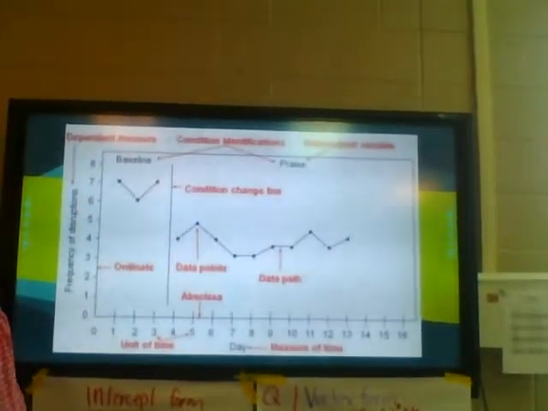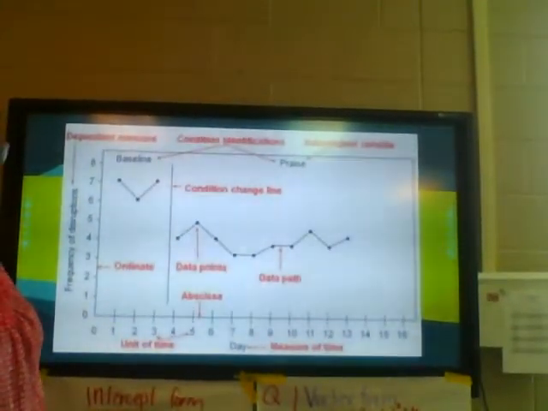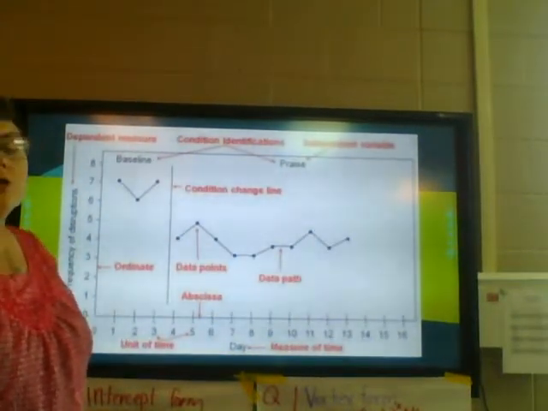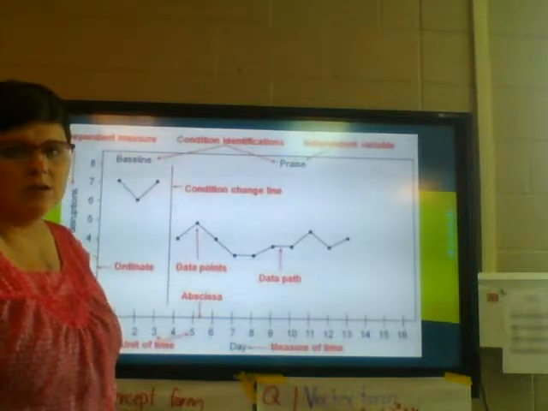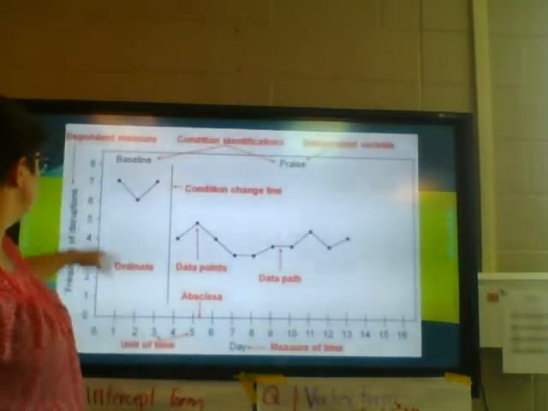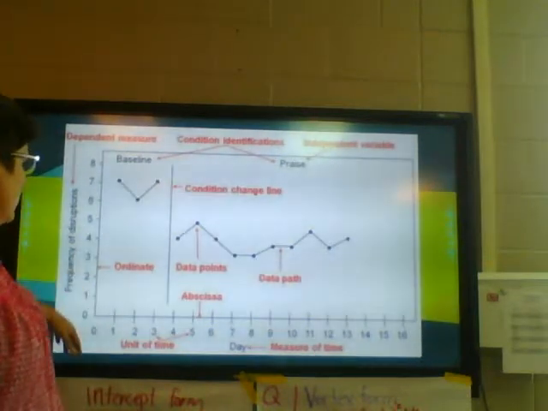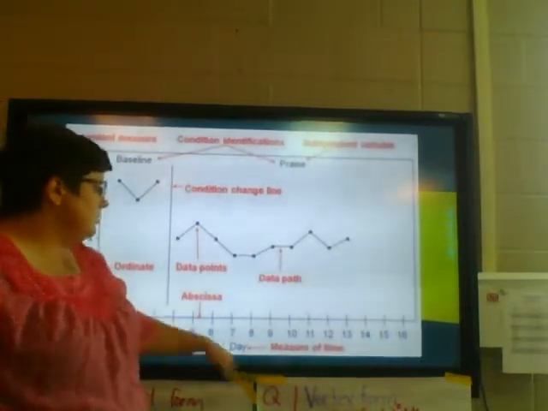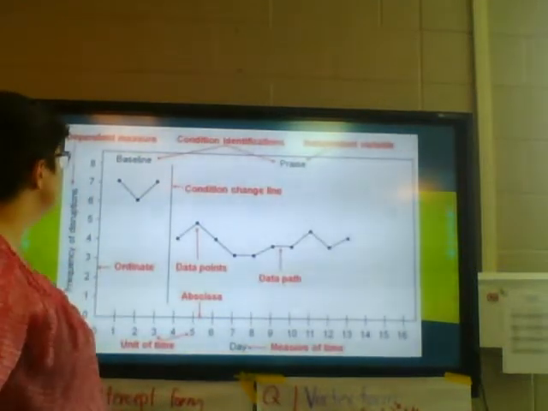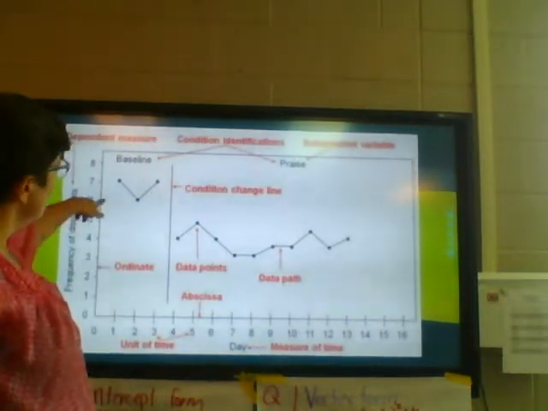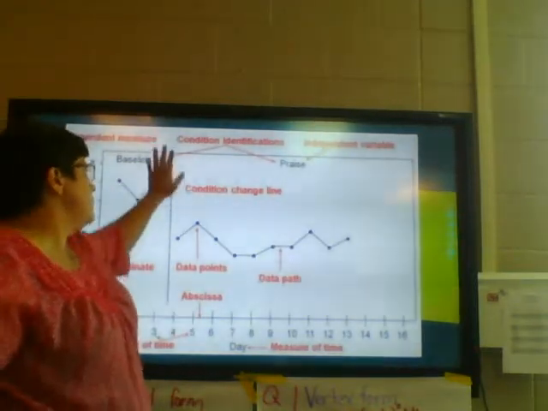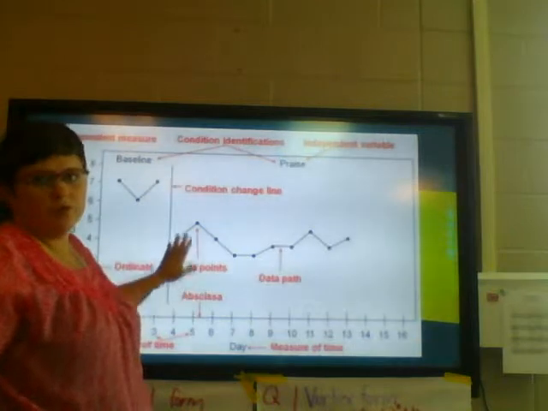Okay, on this slide, there's a few critical points to point out. If you are doing the sampling technique, when you are giving somebody your data, you would need to have all of these key points on here. So you have your independent measures and your dependent measures. You need to have the unit of time and the measurement of time, so is this over days or weeks or class periods? You have a baseline data first, and then you have a condition change line.